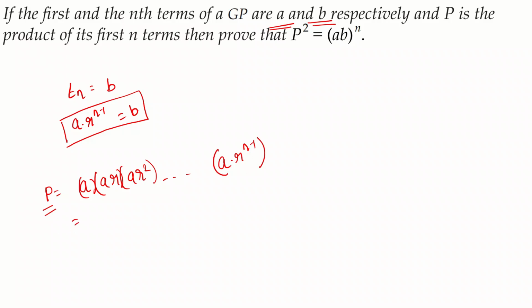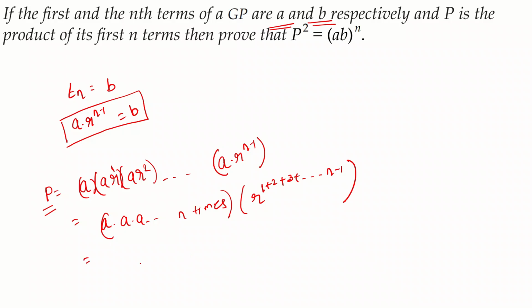Let's simplify this. How many terms are there in all of these? There are n terms, right? Because the question already says that we have to take the product of n terms. So there are in all n terms. That means we are having a into a into a, n times. So I'll just split it, a into a into a, I have it n times, and then r's power is going to be added. So r's initial power is starting from 1, then 2, then 3, all the way up to n minus 1. So I'll be getting this on simplification.